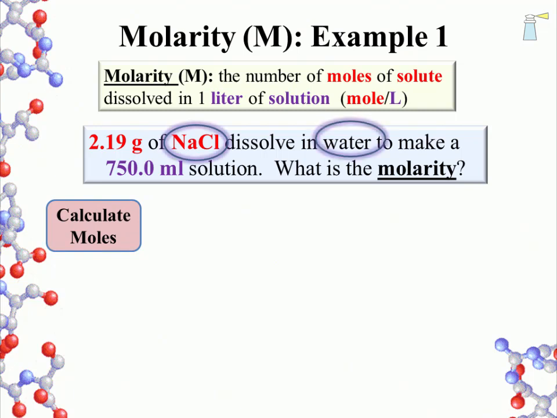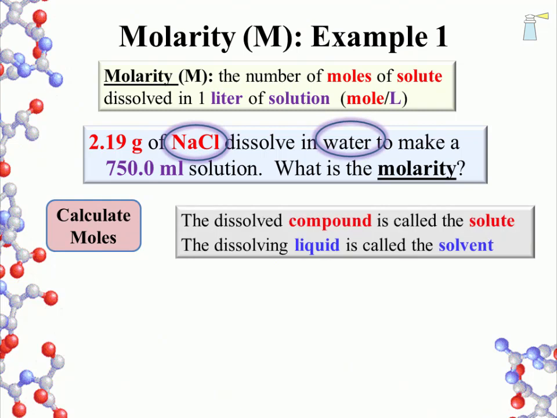If we revisit the definition of solute and solvent, we find that the dissolved component is called the solute, and the dissolving liquid is called the solvent. From the problem, it can be seen that the NaCl is the dissolved solute. It is dissolved in water, the solvent.